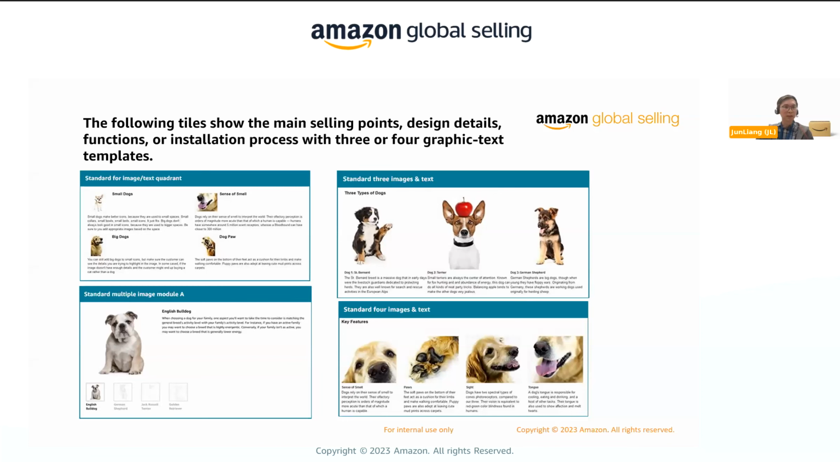All right, so this one is the 3 or 4 graphic text template. It's a combination of a graphic and the text. You can see the left one is like 1, 2, 3, 4. This is the 4 graphic template. And then there is a way to enable it so that selecting the different images will show different information. There is also the 3 graphic text template. You can use this to show your main selling point, design detail.